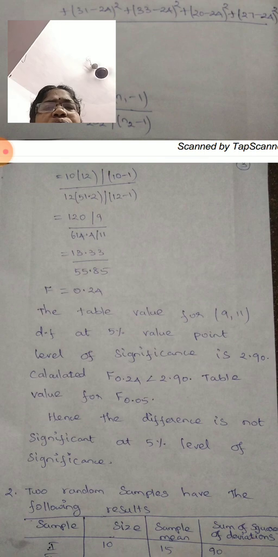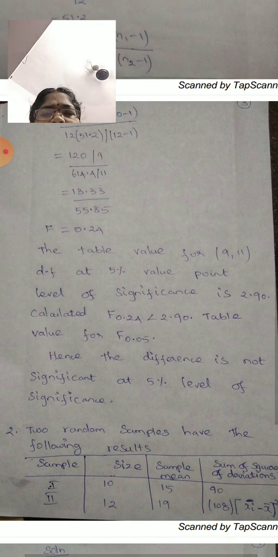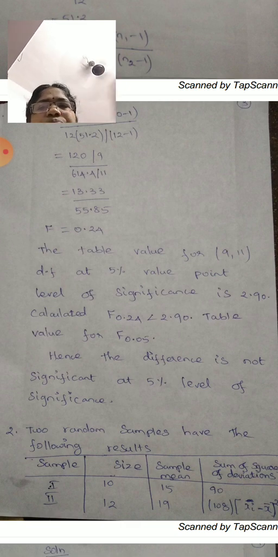The table value for the F test at 9 comma 11 degrees of freedom at 5% is 2.90. But the calculated value is 0.24. This value is less than the table value 2.90. Hence the difference is not significant at the 5% level of significance.